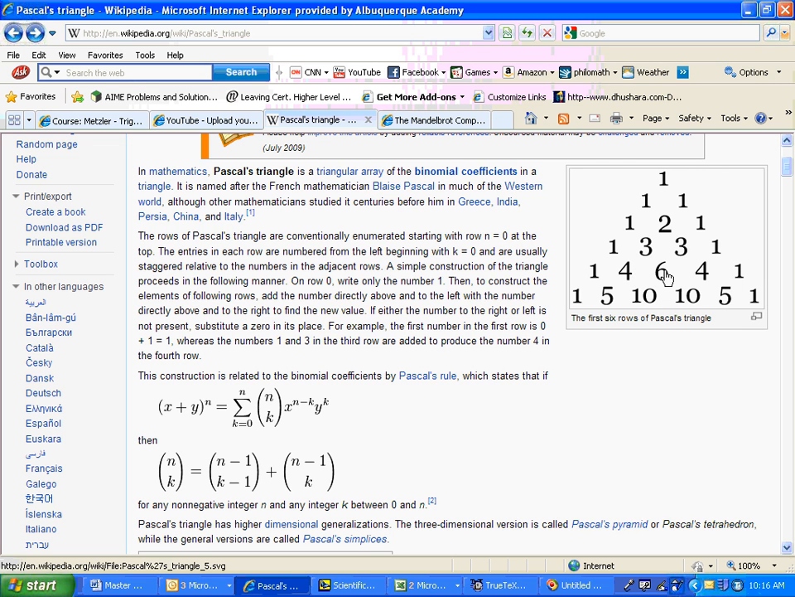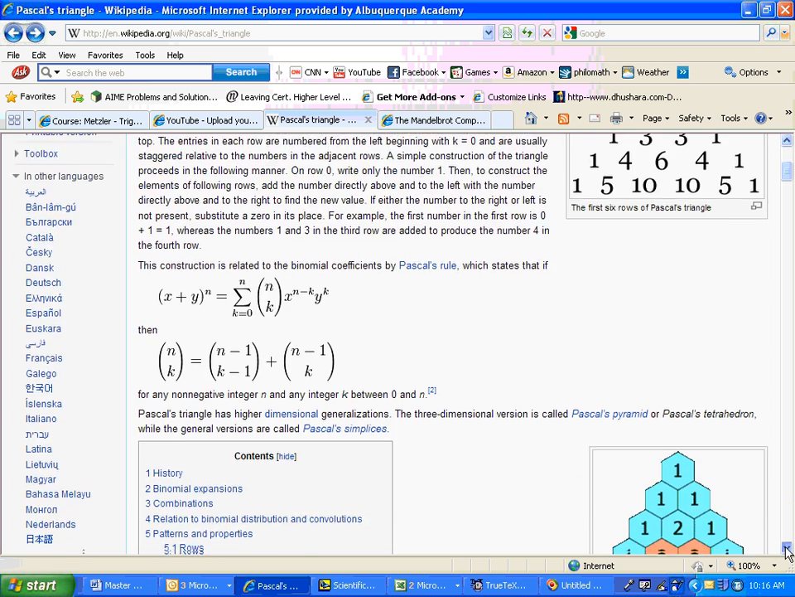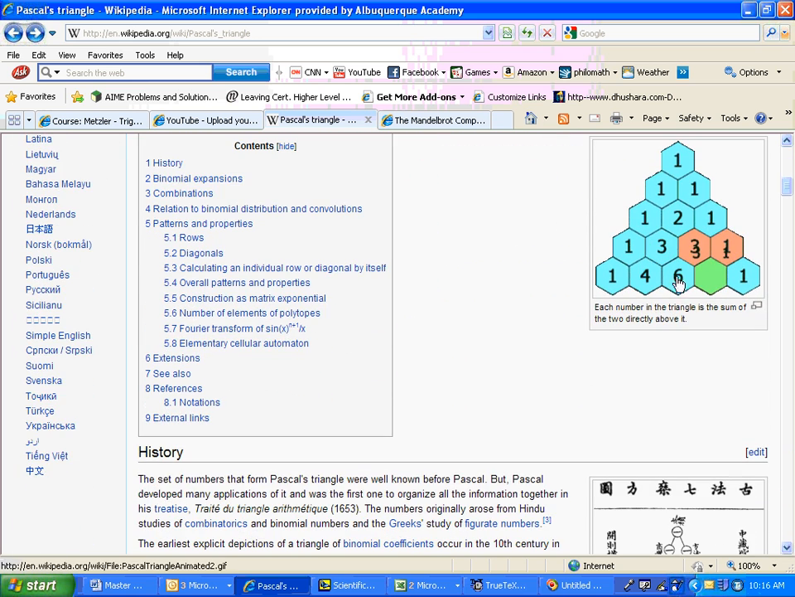4 plus the 6. Well, how does that correspond to what we were doing? So for example here, this 6 was the 3 plus the 3, this 4 is 3 plus 1. I think this is a nice little animation of how it works.